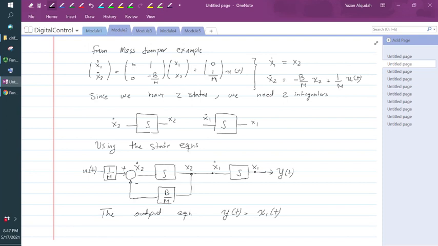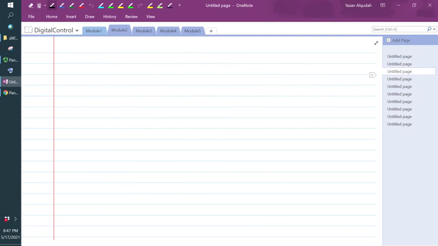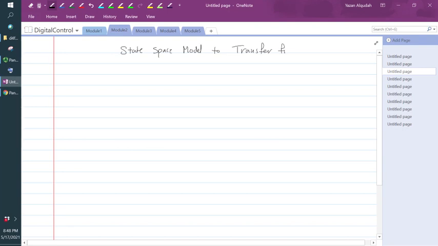Okay. Next, we're going to look at how to get a transfer function from a state space model. So what we're going to look at next is state space model to transfer function representation.